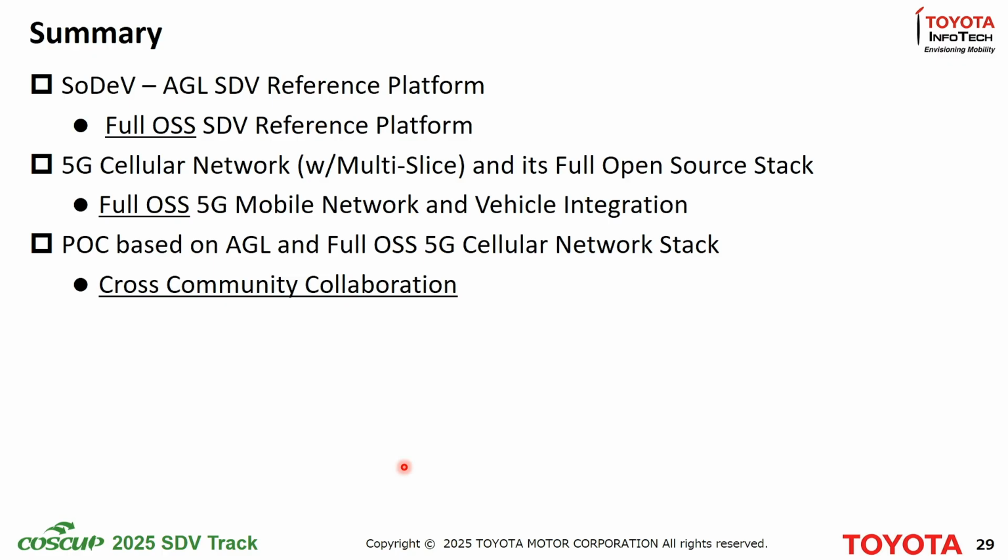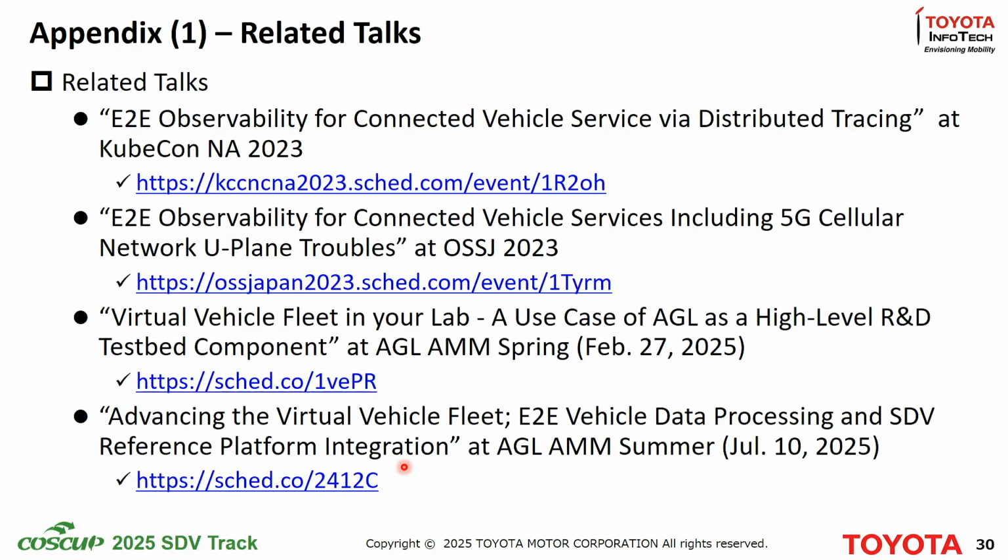In summary, what I walked through today is AGL and its SDV reference platform. Here, full OSS is one point. Second, I walked through the 5G cellular network with multi-slice features, and it's a full open source stack. Again, we can do this using only fully OSS components, as a POC based on AGL and the open source 5G cellular network stack, with cross community collaboration. Thank you. Basically, that's all I have today.